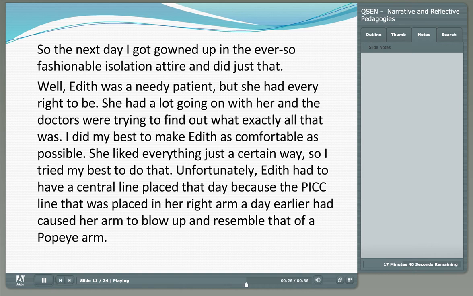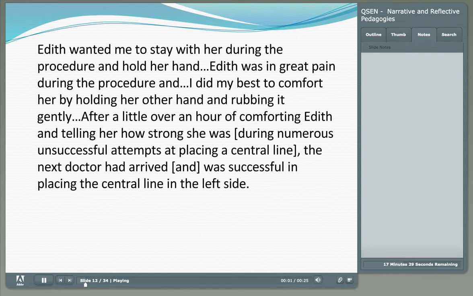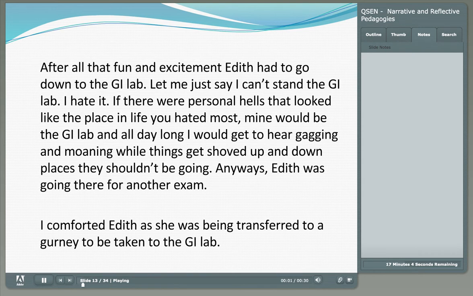Unfortunately, Edith had to have a central line placed that day because the PICC line that was placed in her right arm a day earlier had caused her arm to blow up and resemble that of a Popeye arm. Edith wanted me to stay with her during the procedure and hold her hand. Edith was in great pain during the procedure, and I did my best to comfort her by holding her other hand and rubbing it gently. After a little over an hour of comforting Edith and telling her how strong she was during numerous unsuccessful attempts at placing a central line, the next doctor had arrived and was successful in placing the central line in the left side. After all that fun and excitement, Edith had to go down to the GI lab.